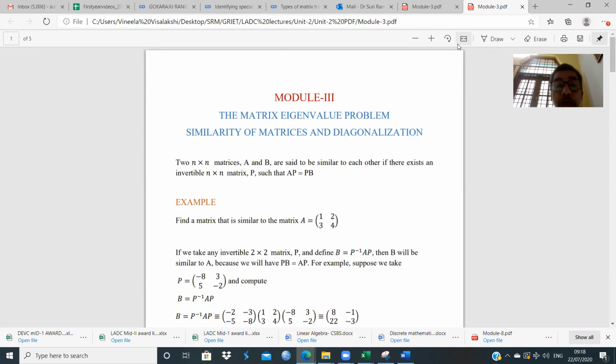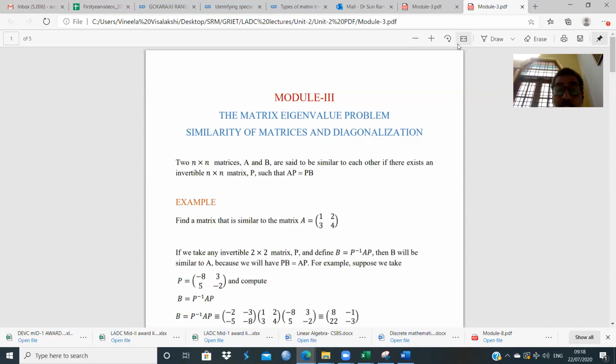Theoretically, two n by n matrices A and B are said to be similar if there exists an invertible, that is a non-singular, matrix P such that AP is equal to PB. Now, let us see how this should be understood.